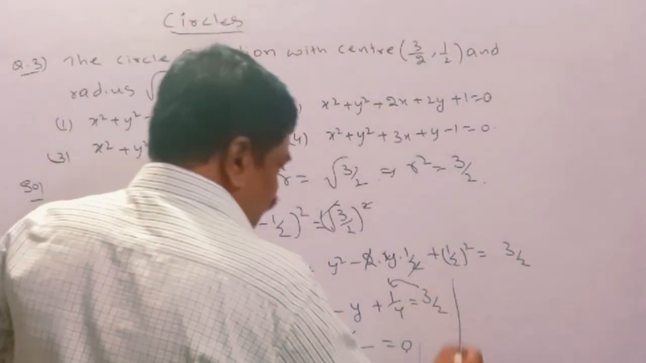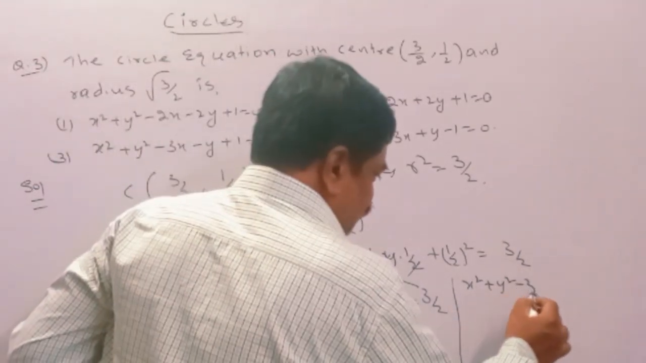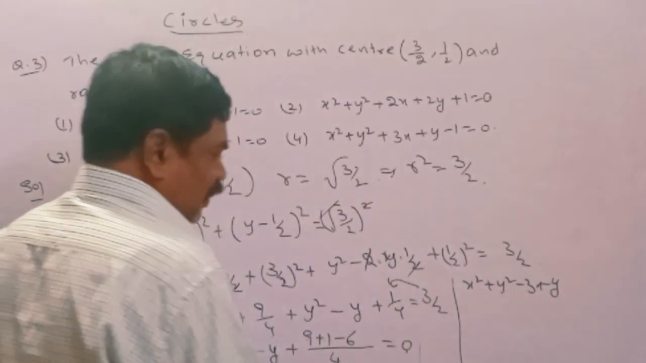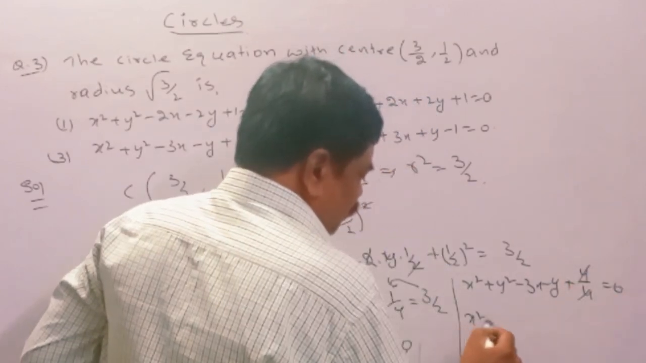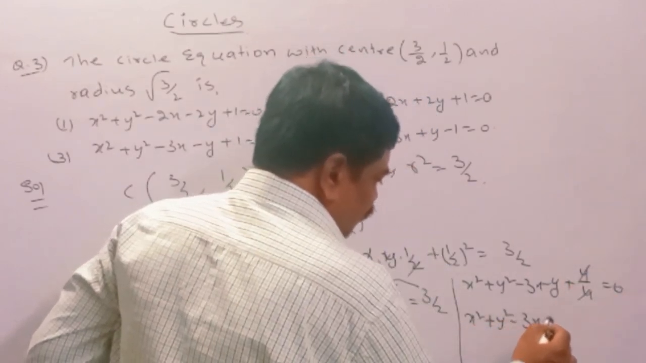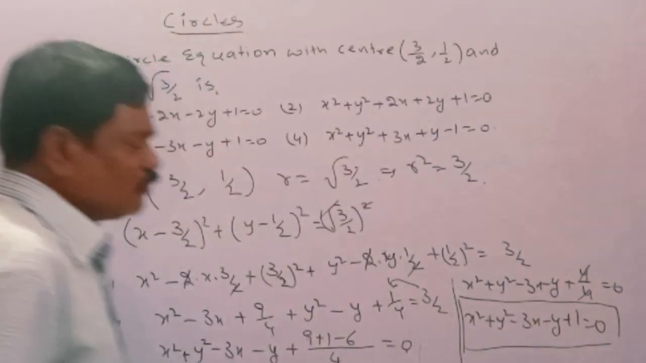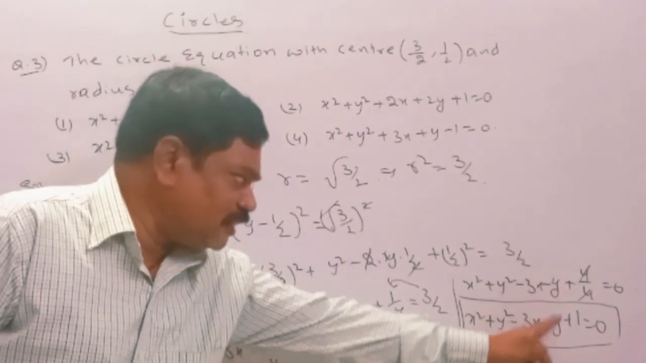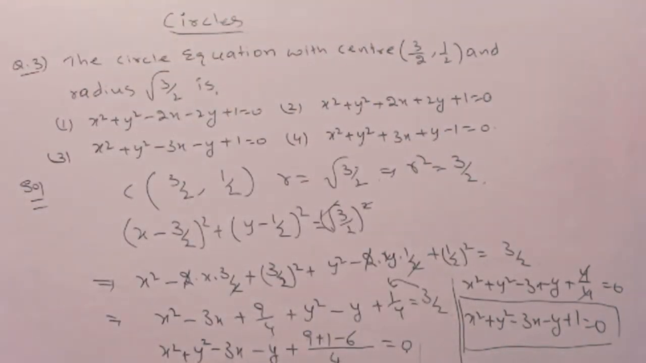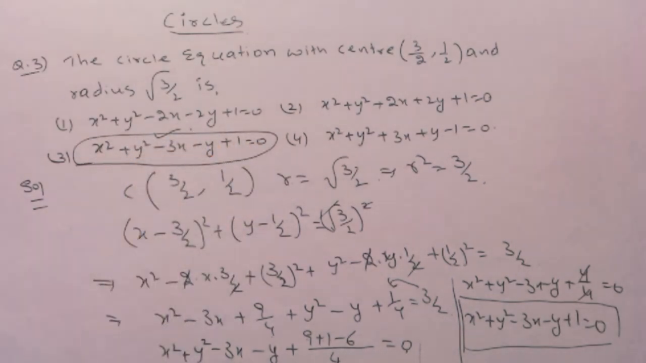So, that is x square plus y square minus 3x minus y plus 4 by 4. This is x square plus y square minus 3x minus y plus 1 equal to 0, the required circle equation. X square plus y square minus 3x minus y plus 1 equal to 0. So, option 3 is the correct answer. Okay, all of you, that's all. This is the circle equation.